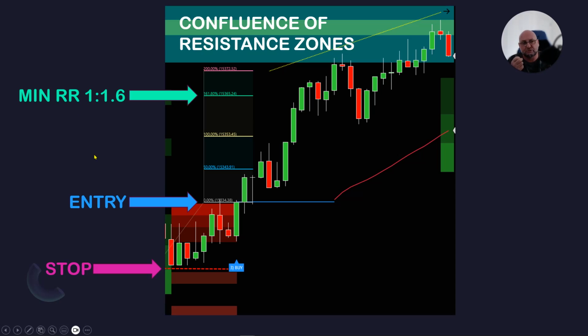And the minimum risk to reward is 1 to 1.6, not 1 to 1, 1 to 1.6. There needs to be enough room for the volume and the volatility in the markets to push that and continue that trade. In this case, it was over 1 to 2.